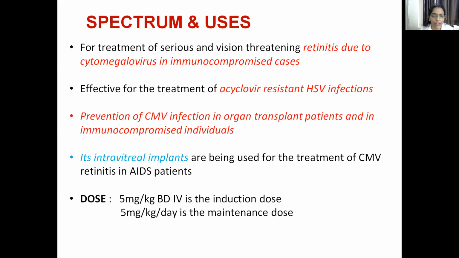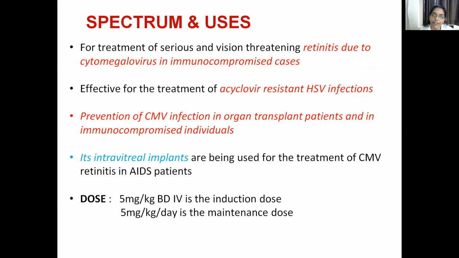It is mainly, preferentially, used in the treatment of CMV infection because ganciclovir shows 100-fold accumulation in the cells which are infected with CMV. That is the reason it is mainly preferred for CMV infections. So it is used for retinitis due to CMV in immunocompromised cases, in acyclovir-resistant HSV infections, for prevention of CMV infection in organ transplant patients and in immunocompromised individuals, and intravitreal implants are used for the treatment of CMV retinitis in AIDS patients.